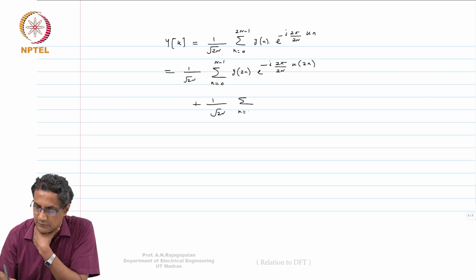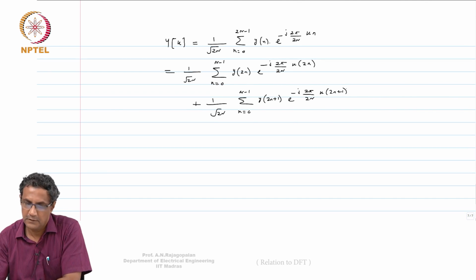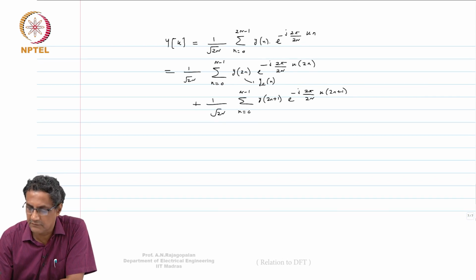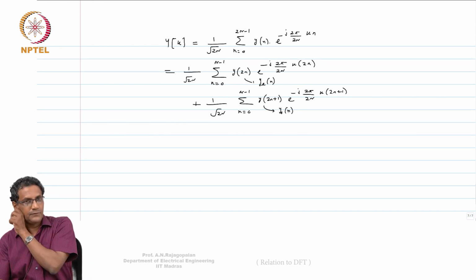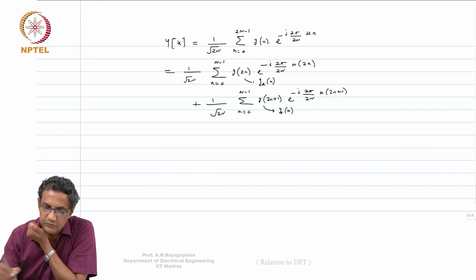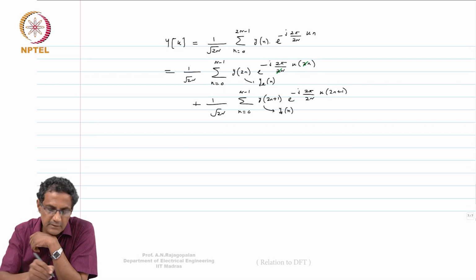plus 1 by root 2n, where again the summation goes from 0 to n minus 1 to cover all the values. So y of 2n plus 1 picks up all the odd values, e raised to minus j 2 pi by 2n k into 2n plus 1. Now this is simply, if you wish, you can call this y even of n, all the even values sitting in y, and these are all the odd values sitting in y. These two have length n, and now you can cancel off this 2, and you'll get one extra term coming out. Let me write it down.